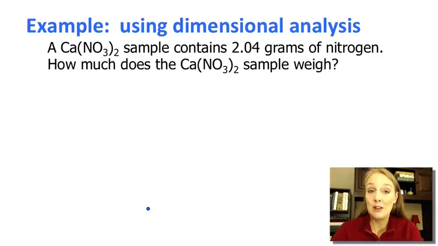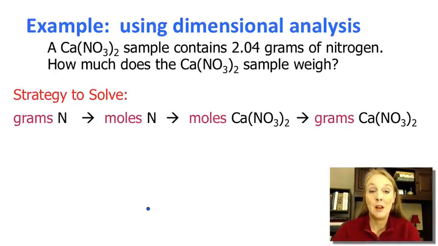The strategy for solving this problem relies on using several stoichiometric ratios. We need to convert the grams of nitrogen into moles of nitrogen, and in order to do that we need a ratio of the type that we just showed. Then we need to convert the number of moles of nitrogen into the number of moles of calcium nitrate. And again, there's a ratio for that. And finally, we need to convert the moles of calcium nitrate into the grams of calcium nitrate. There's also a ratio for that, just like there's an app for everything, right? In fact, there's probably an app that will do this calculation for you, but I'd like you to know how to do it yourself with just a piece of paper and a calculator.